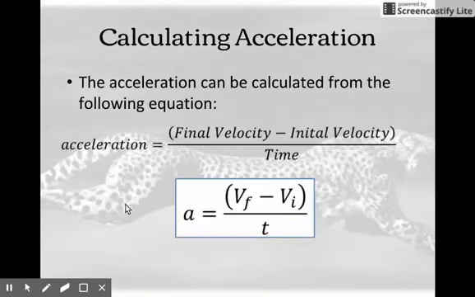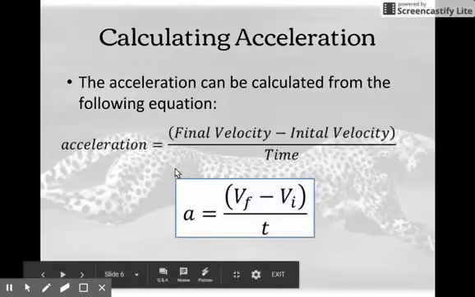So how do we calculate acceleration? So acceleration can be calculated using this equation. So our acceleration, symbolized with the letter A, equals our final velocity, so how fast we're moving at the end, minus the initial velocity, so V I, initial, all divided by time.